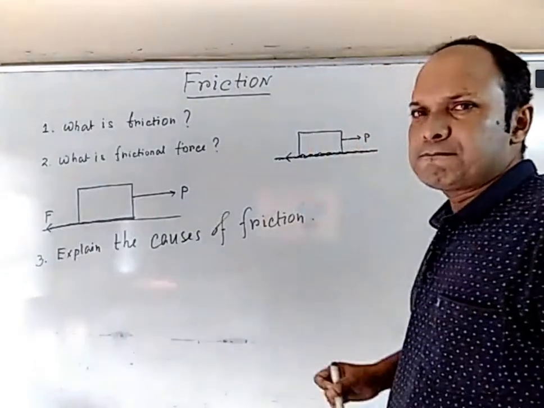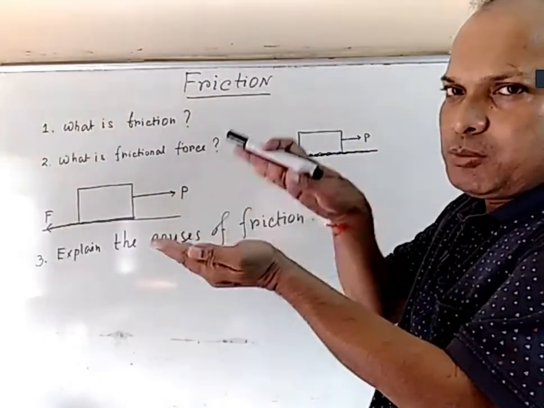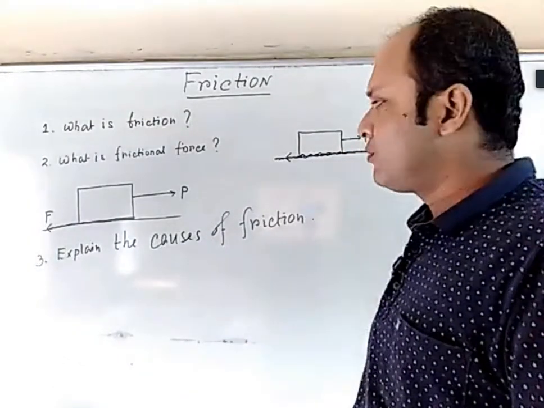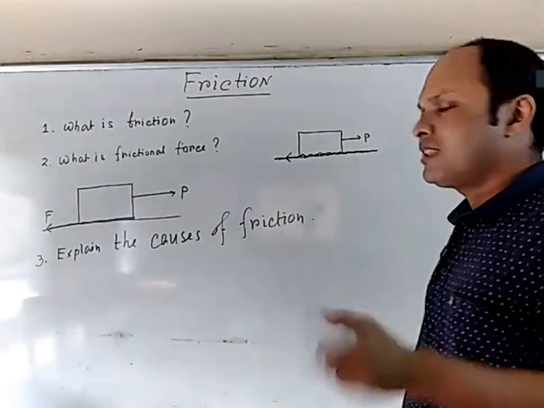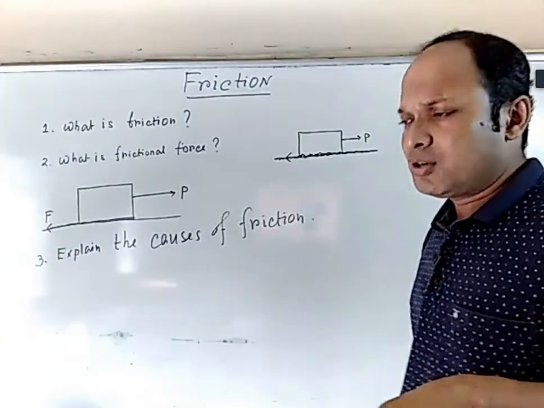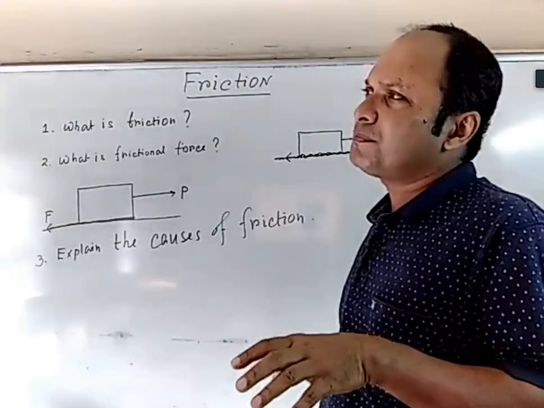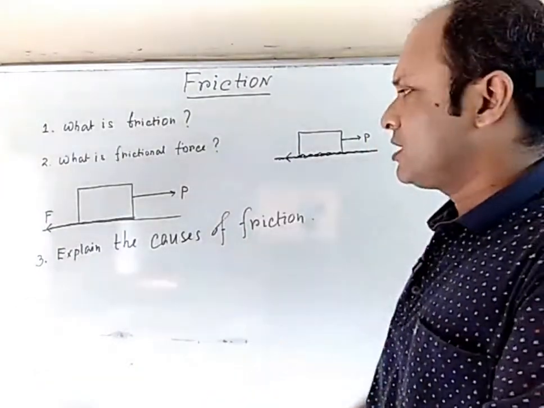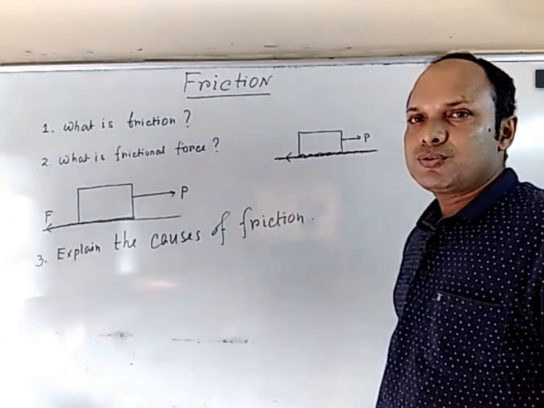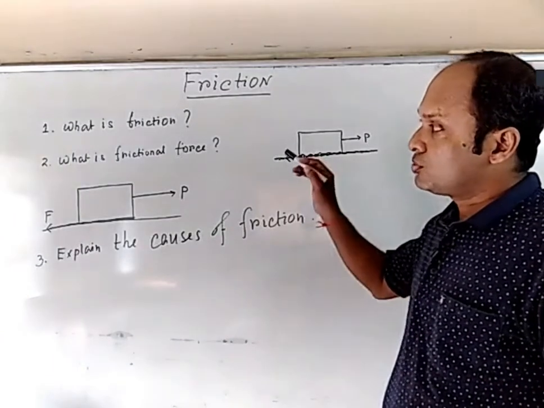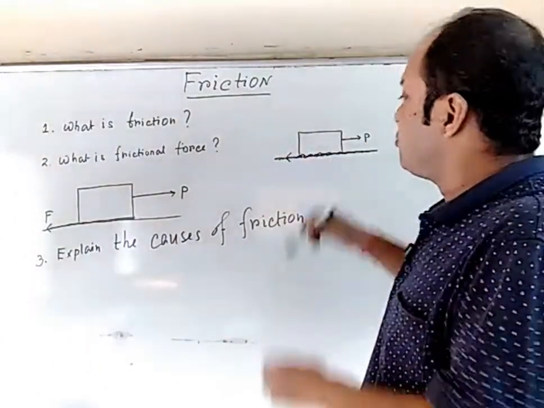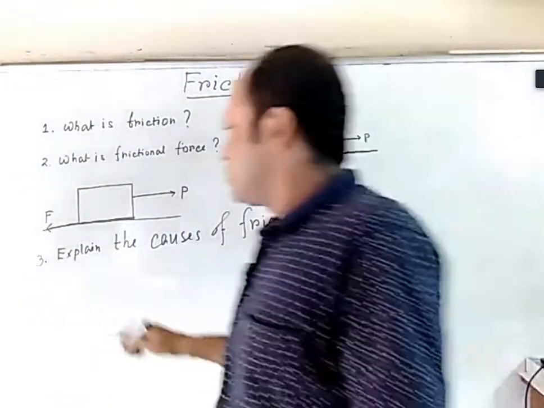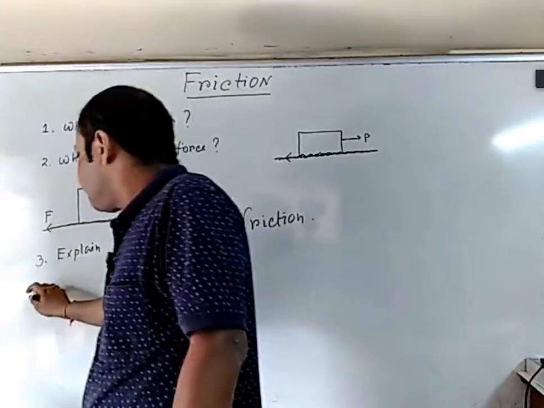One is, due to the roughness, a frictional force develops between the two surfaces in contact, and due to that the object will not move very easily. And another is the modern concept: the intermolecular attraction acting between the two surfaces in contact will also oppose the applied force to move the object along the direction of the applied force. Okay, so these are the causes.